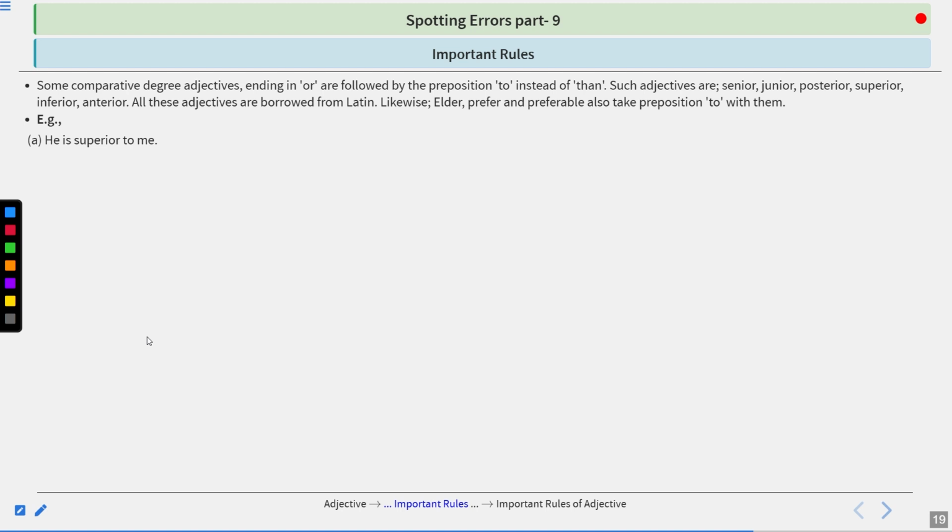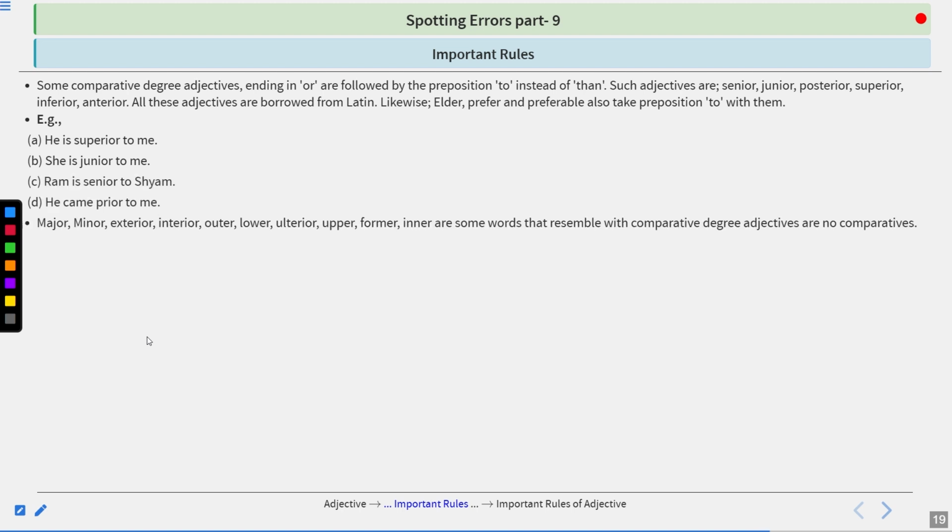"He is superior to me." "She is junior to me." So with these two sentences, you can see that we have used to with superior and junior. We haven't used than here, so you also don't have to use than. "Ram is senior to Sham." "He came prior to me." Major, minor, exterior, interior, outer, lower, ulterior, upper, former, inner are some words that resemble comparative degree adjectives but are not comparatives. I have already made you understand about this.